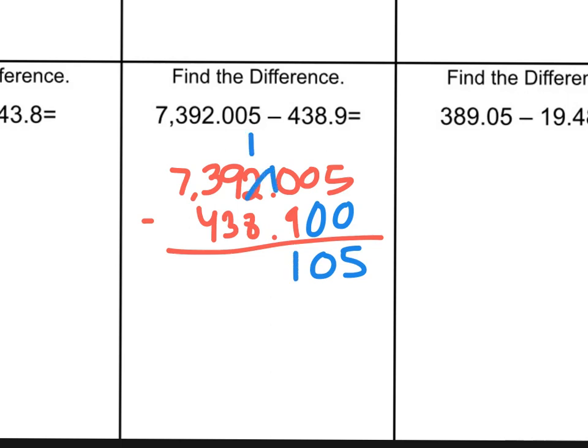10 minus 9 is 1. Decimal goes straight down. This becomes an 8. That's 11 minus 8, which is 3. 8 minus 3 is 5. You cannot do 3 minus 4, so this becomes a 6. 13 minus 4 is 9, and then you have a 6. So it is 6,953 and 105 thousandths.